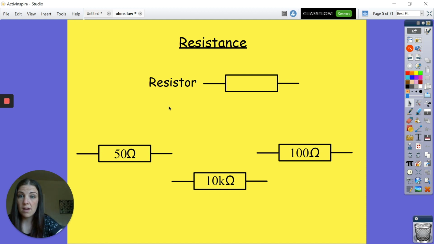They're designed to have a known resistance so that we can control the current in the circuit. This is the symbol for a resistor. Quite often you'll see a number on or above the resistor, depending on the space in the diagram, and that tells you the value of the resistor, meaning how much resistance it's providing. So 50 ohms, 10 kilo ohms, which would be 10,000 ohms, 100 ohms, just as some examples.